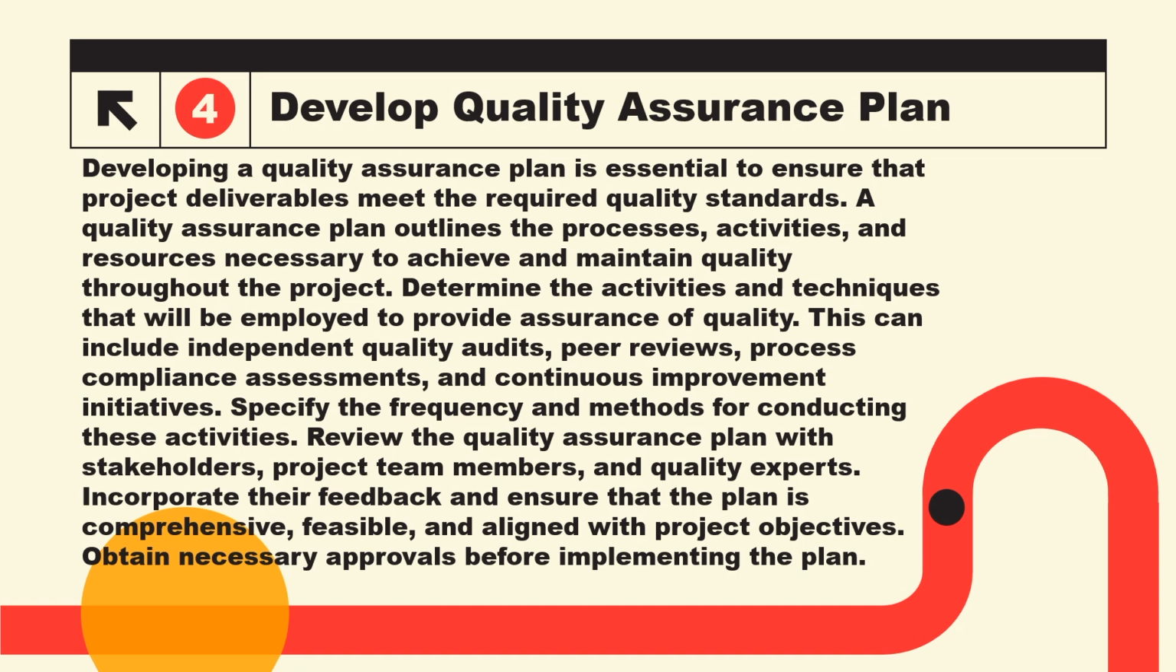Develop quality assurance plan. Developing a quality assurance plan is essential to ensure that project deliverables meet the required quality standards. A quality assurance plan outlines the processes, activities, and resources necessary to achieve and maintain quality throughout the project. Determine the activities and techniques that will be employed to provide assurance of quality. This can include independent quality audits, peer reviews, process compliance assessments, and continuous improvement initiatives. Specify the frequency and methods for conducting these activities.